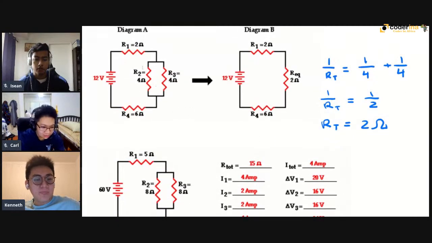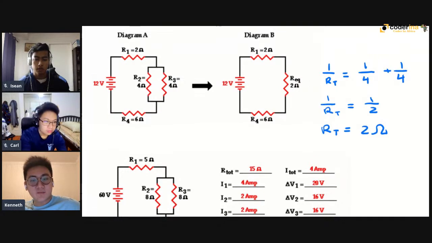So if you look at the diagram on the right, diagram B, it says 2 ohms. That's the R required, and diagram A on the left is what it would be before you convert it, not required. So R equivalent, R2 and R3.